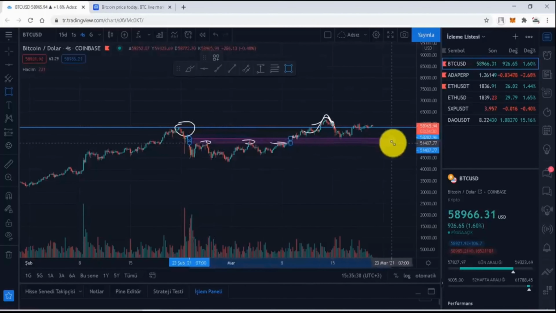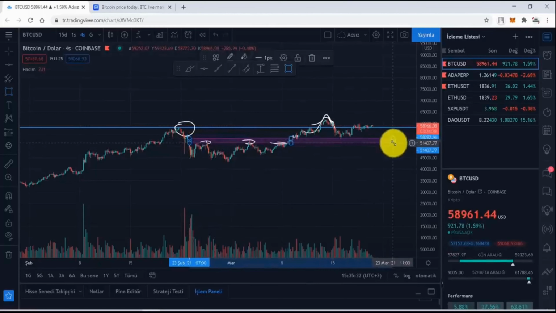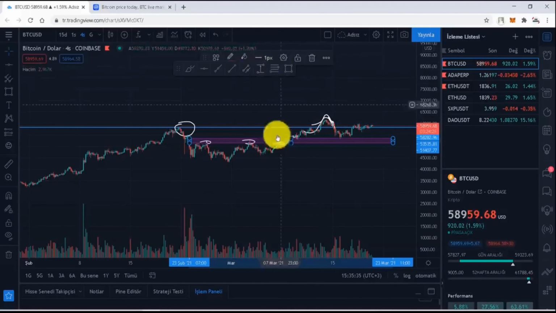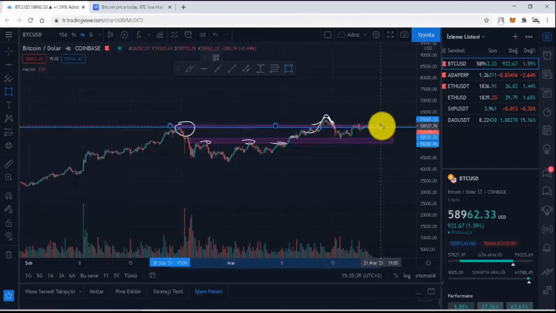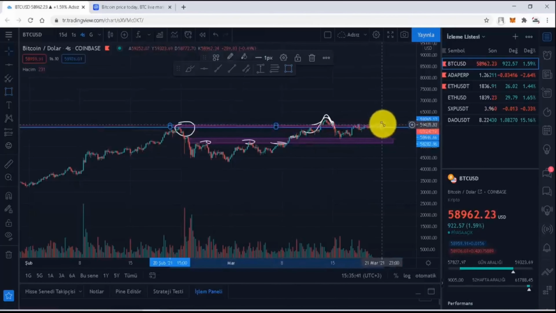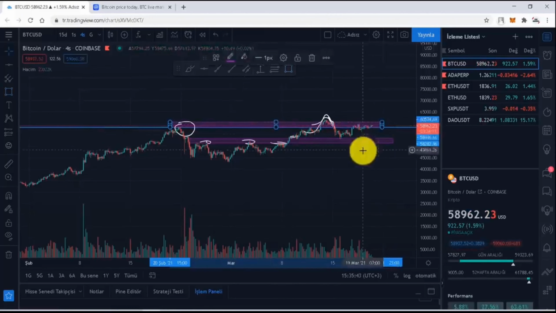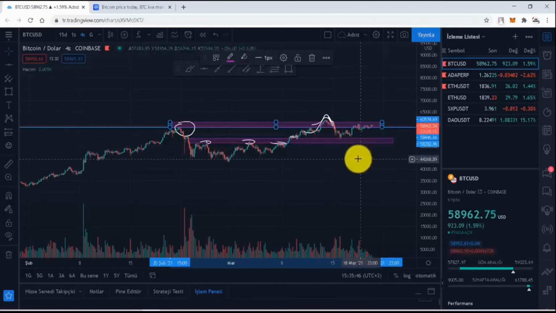In fact, there is no such thing as support or resistance points. There are just regions, my friend. In this way, we can refer to this area as a zone. This is again a resistance zone in front of us. Look, it is actually testing the resistance here. That's why these support and resistance points are important.